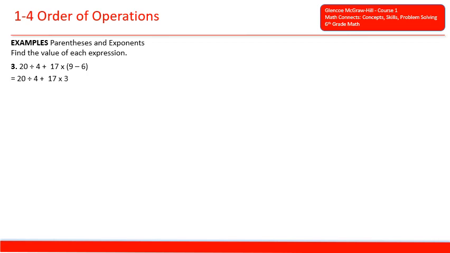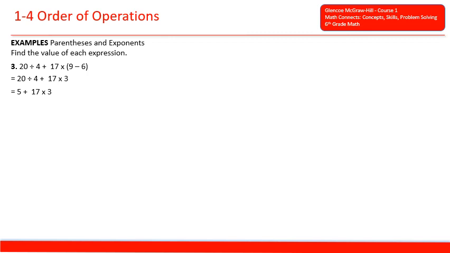So if we subtract 6 from 9, we'll get 3. So now our new expression is 20 divided by 4 plus 17 times 3. Now we don't have any exponents, but we do have multiplication and division. The division comes first, so we're going to divide 20 by 4, and that'll give us 5. And then we still have plus 17 times 3.